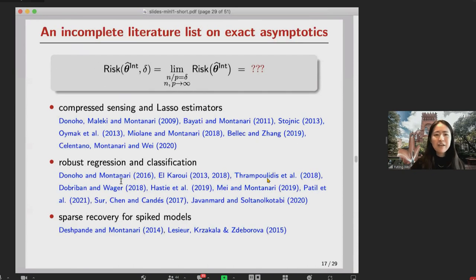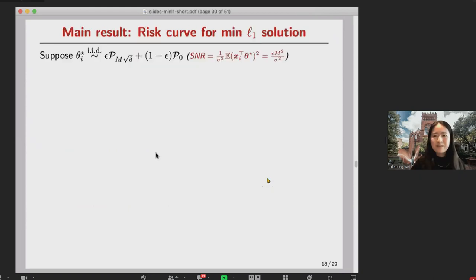All right, we are not the first to study this problem, and here is an incomplete list of literature which considers the exact asymptotic framework. There are beautiful works in the compressed sensing literature, robust regression and classification, and also sparse recovery for spike models. Okay, now let me state our main result.